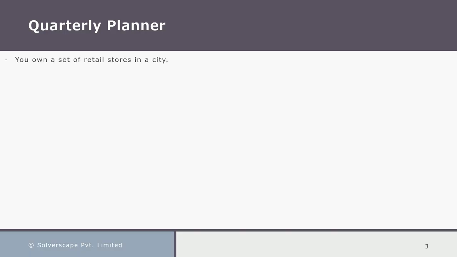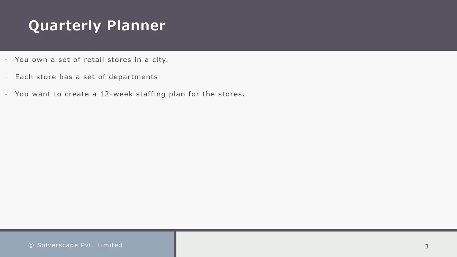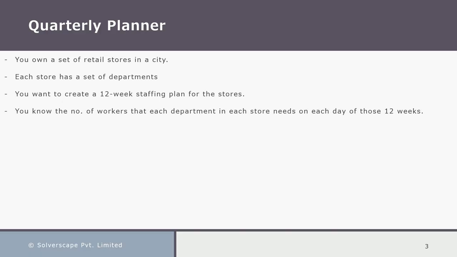Let's say you own a set of retail stores in a city. Each store has a set of departments. You want to create a 12-week staffing plan for the stores. You know the number of workers that each department in each store needs on each day of those 12 weeks.